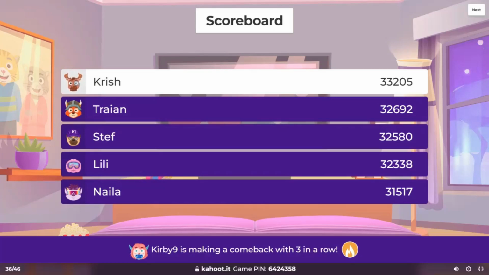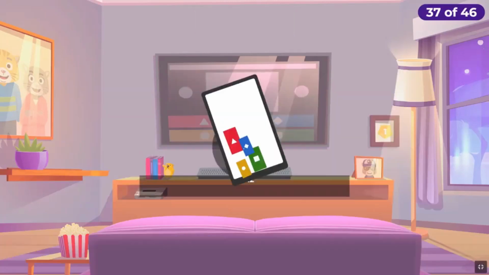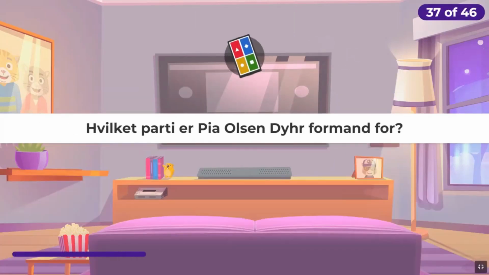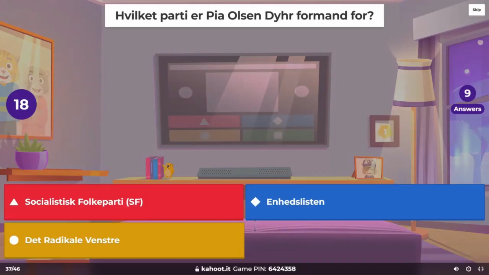Okay, we're moving to the last 10 questions. 5 of them are current affairs, and the other 5 are Danish values. I hope I actually updated this, but anyways, let's see. If not, bear with me. Okay, yes. The theme of this is political parties and their leaders. We practiced this last week.